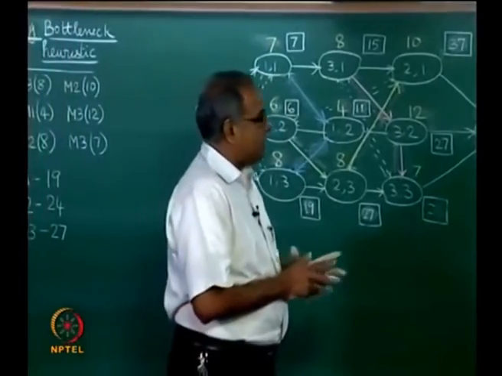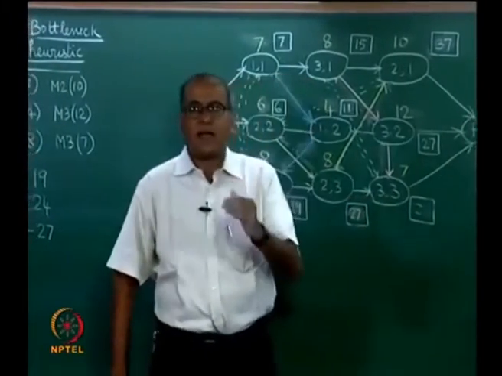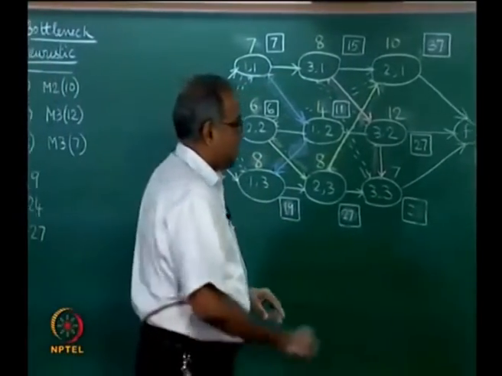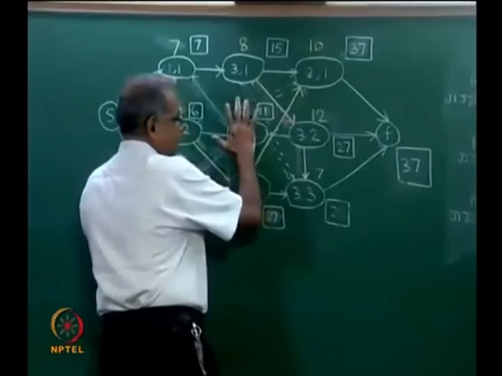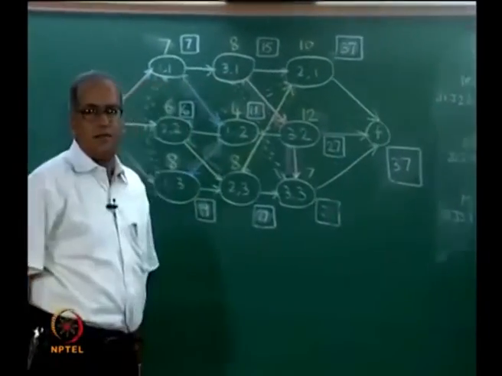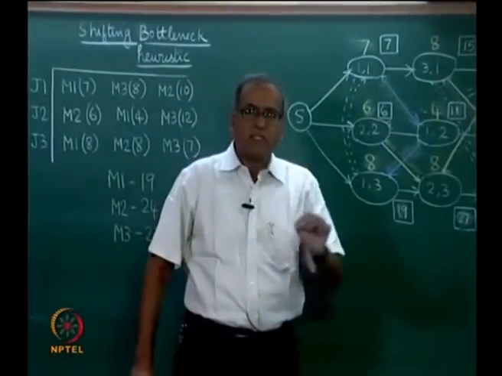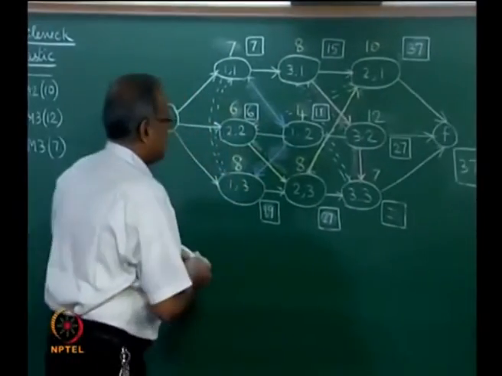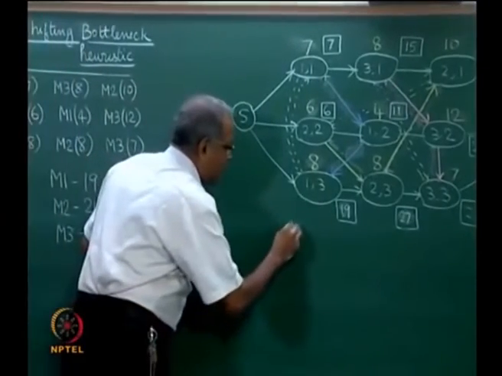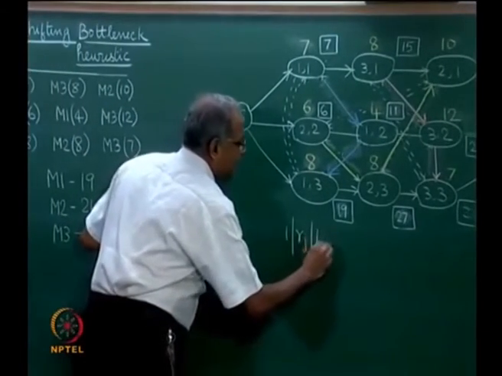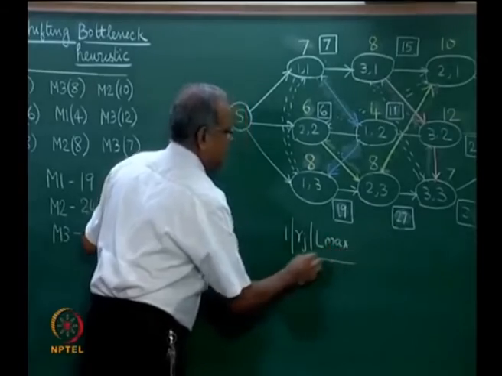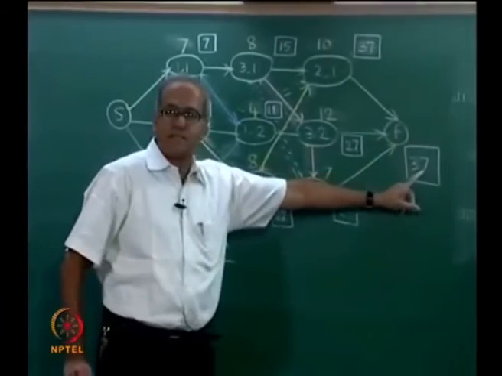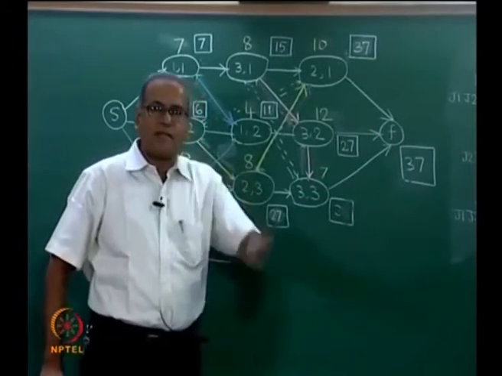The answer is the shifting bottleneck heuristic does not guarantee optimality. What it tries to do is, either when we look at it through this network or through the Gantt chart, it takes one machine at a time and tries to find an optimum sequence, not for the make span problem, but for the 1 | rj | Lmax problem. And then it adds on this Lmax into the existing make span and updates the existing make span.